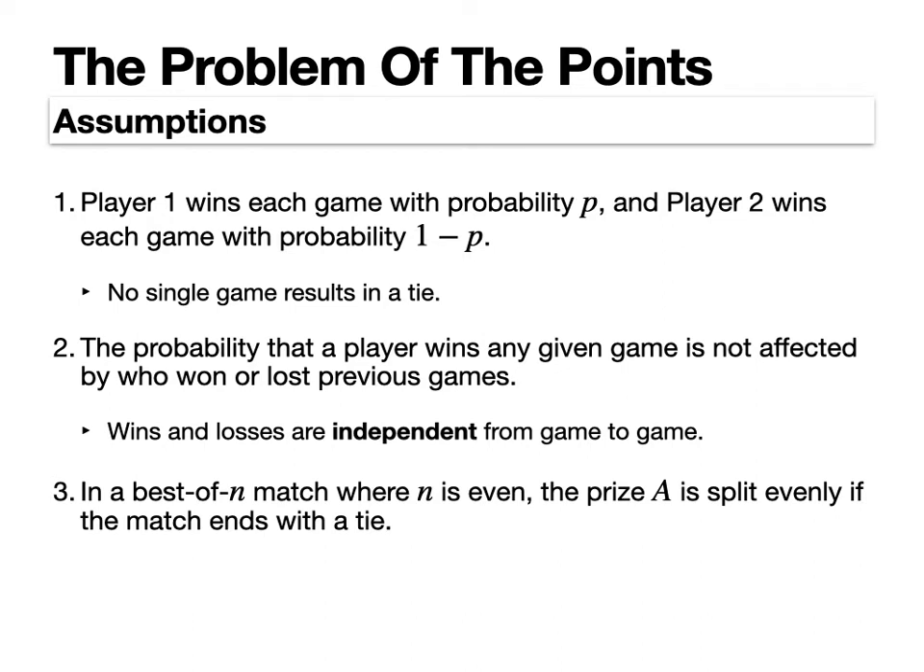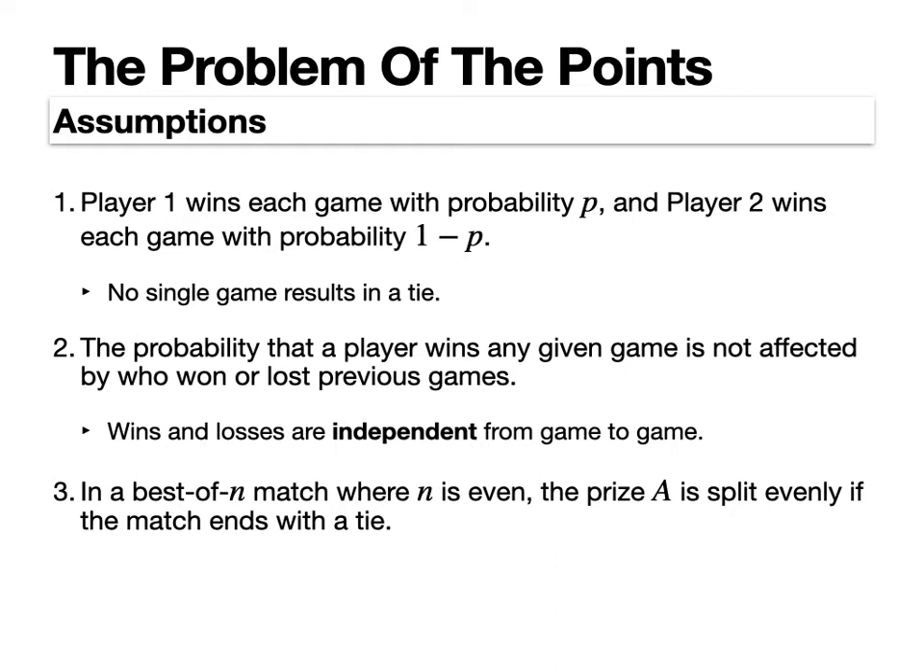So the assumptions we're going to make in analyzing this problem put it squarely in the corral of Bernoulli processes. We're going to assume that there's a constant probability that player 1 wins any game. We'll call that P. And of course player 2 would win a game with the complementary probability 1 minus P. Notice that this embodies the assumption that no single game results in a tie.